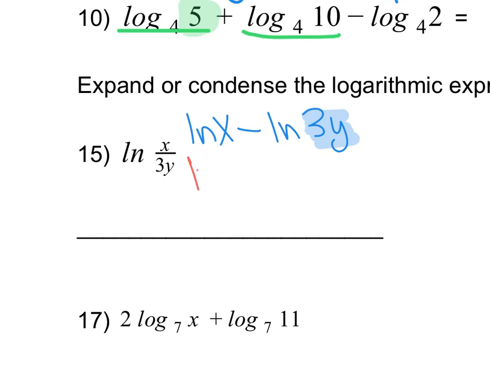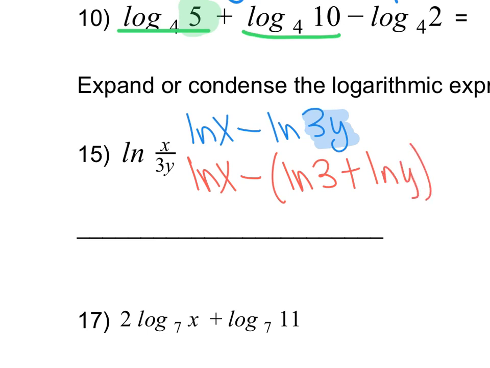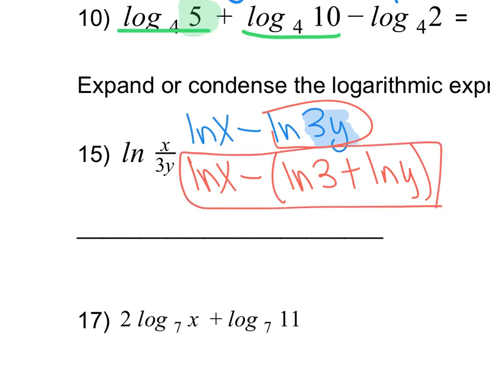So we're going to have the natural log of x minus, and remember when we're subtracting both of those pieces, we need to put it in parentheses, so we'd have the natural log of 3 plus the natural log of y. When we break apart that 3y, we break it apart with addition. So we have the natural log of x minus all of that. If you distributed the negative through, you'd have the natural log of x minus the natural log of 3 minus the natural log of y.